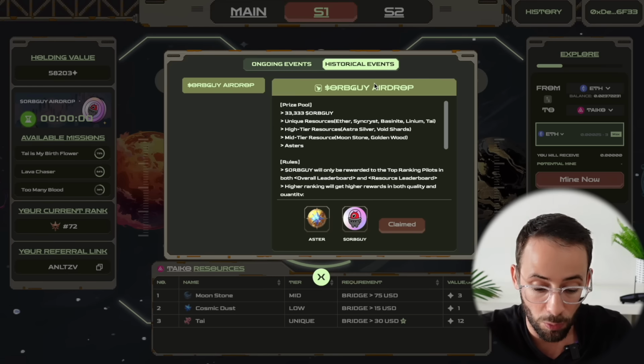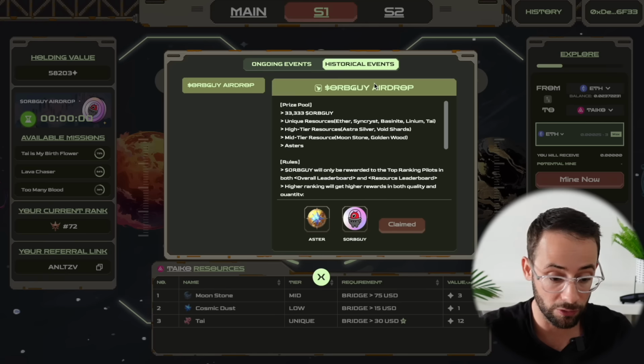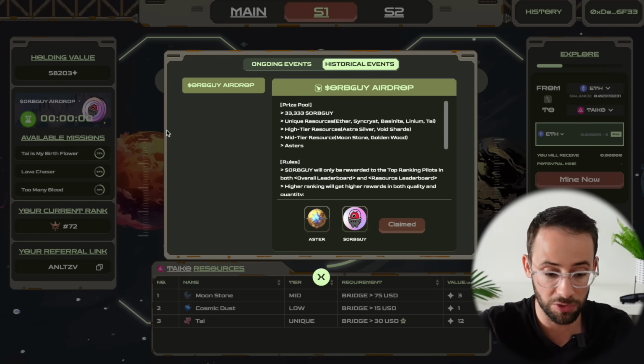I managed to swap the Orb Guy tokens that I claimed for about 0.01 ETH, which honestly is not bad and covers a lot of the cost of the transactions that I've been pushing on this bridge to farm this.